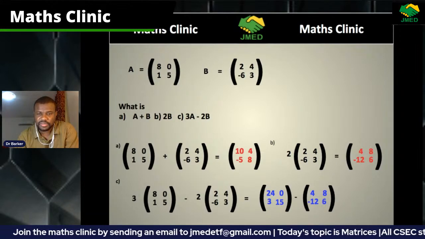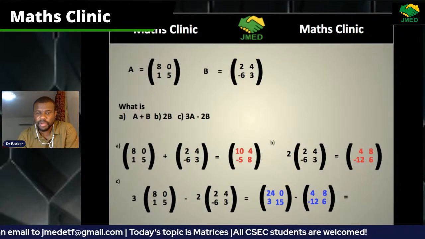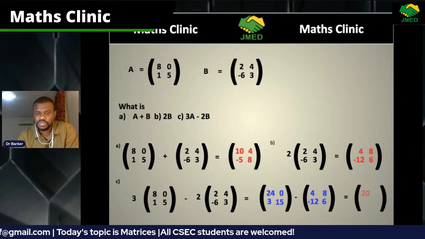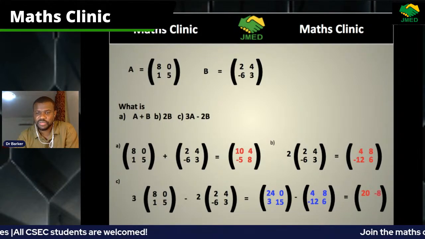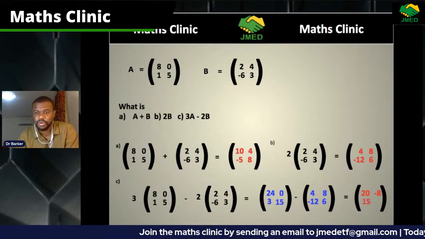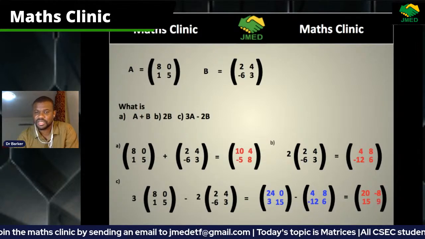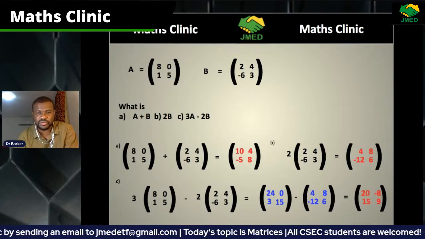Now we're subtracting, so we'll have 24 minus 4, that should give us 20. 0 minus 8 should give you minus 8. 3 minus minus 12, so we know we're going to be adding to get positive 15, and 15 minus 6 should give us 9. Nice question, right?